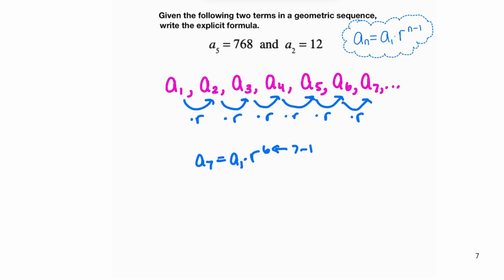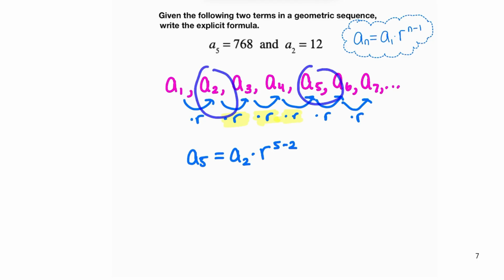So now, even though I don't have the first term in this sequence, I can work with the ones I have and rewrite this formula. So I can say that the fifth term is going to be equal to the second term multiplied by the common ratio raised to the 5 minus 2 power. Because look at how many times I would have to multiply by the common ratio to get from the second term to the fifth term. I would have to multiply 3 times. So that's where this exponent of 3 is going to come from for the common ratio. I'm multiplying by the common ratio 3 times, and I'm starting with the second term.